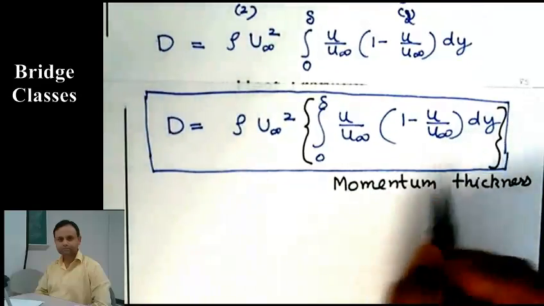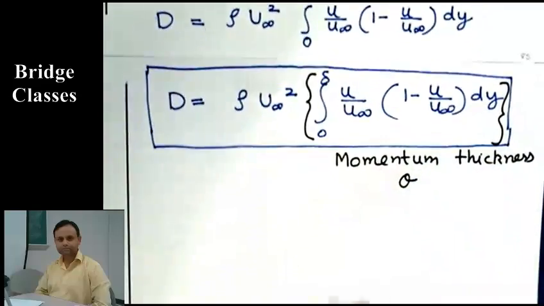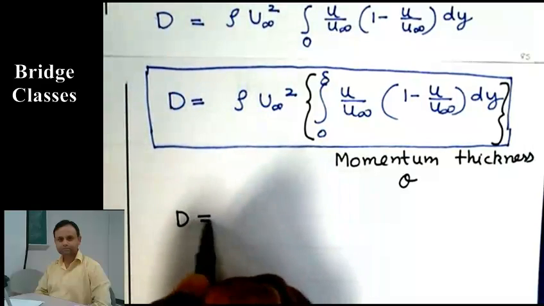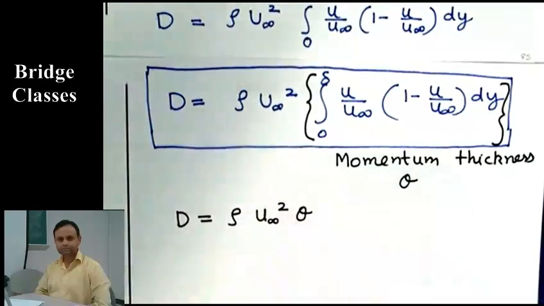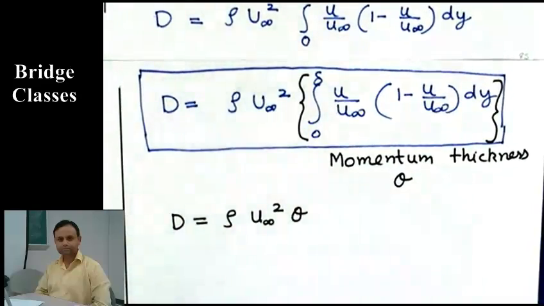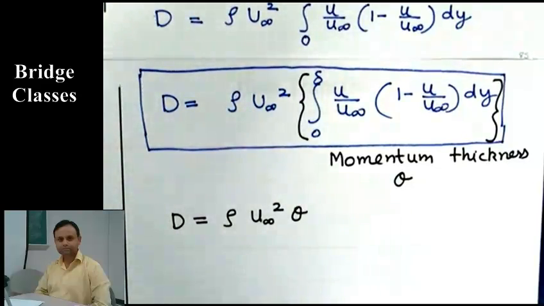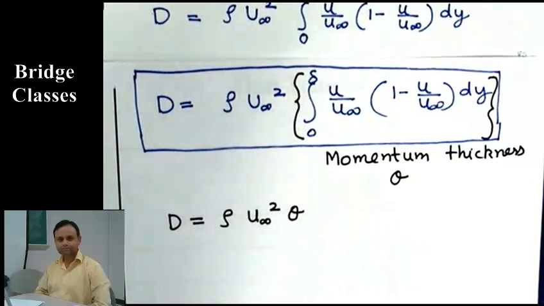And generally we use the symbol theta for this. So you can say the expression is D is rho u infinity square theta. So we still don't have drag. We are interested in drag.